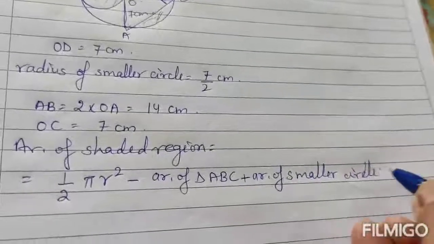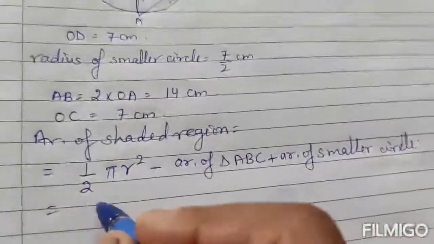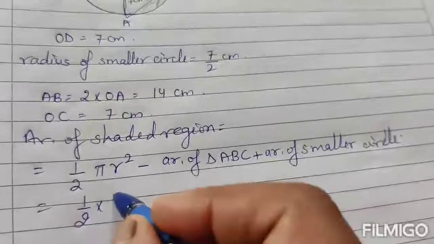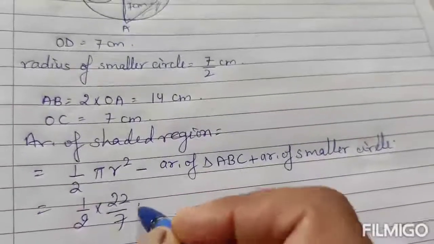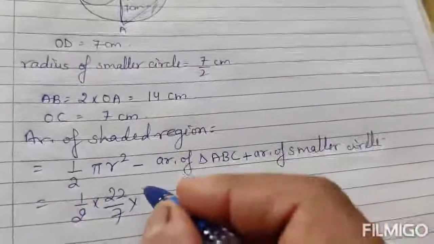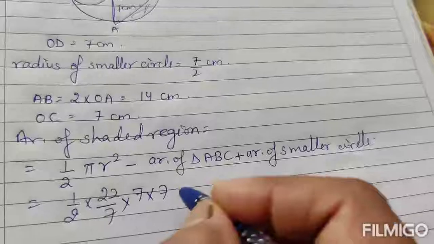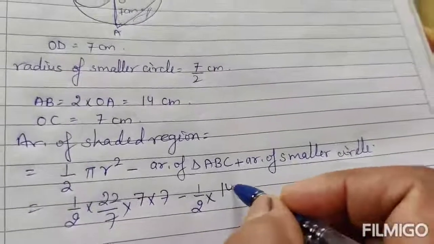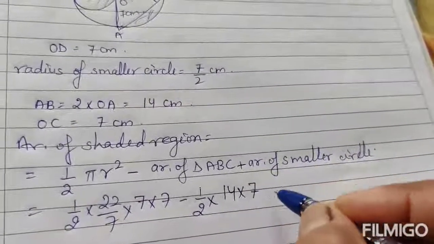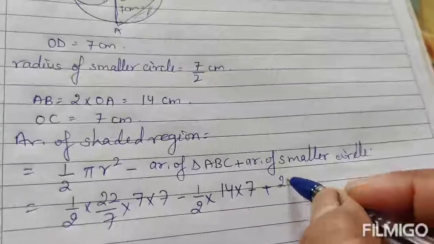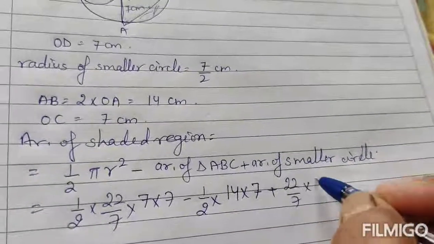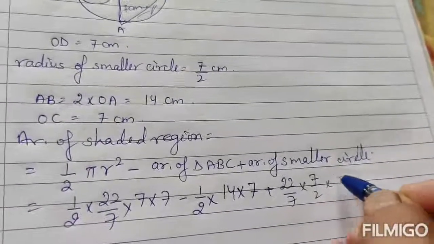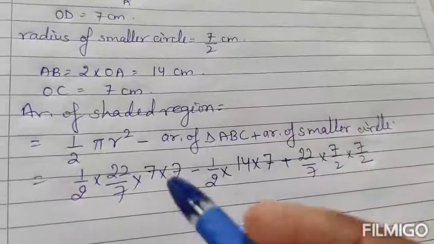Smaller circle: 1 by 2 pi r square. Here 1 by 2 pi is 22 by 7 and the radius of this circle is 7. Minus area of triangle, which is 1 by 2 base into height. Base is 14 and height is 7. And the smaller circle area is pi r square, 7 by 2 into 7 by 2. Now solve.